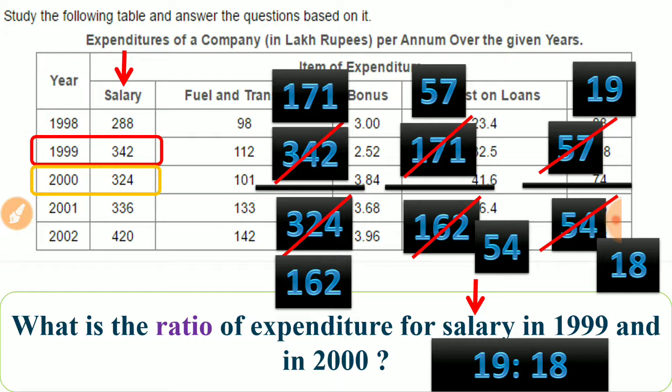So that is the ratio of expenditure for salary in 1999 and in 2000. So hope you understand this question, right? So do the rest of the calculations clearly and listen to it again if you have any confusion. So the next question.